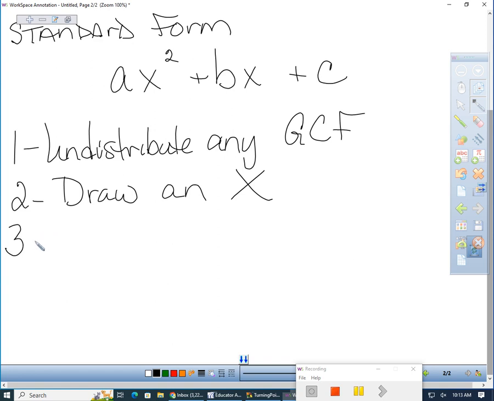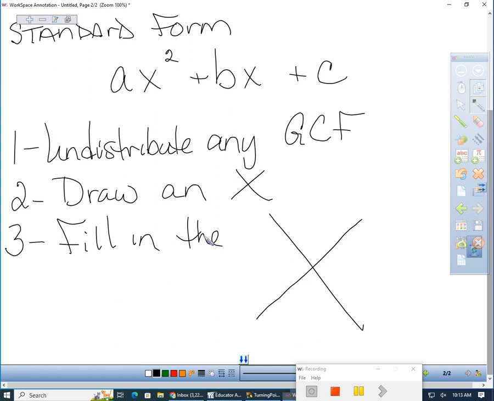Step number 3, we're going to fill in the X. This is how we fill it in. On the top, it is the last number times the first. So the very top is A times C. So those coefficients, the first one and the last one, we multiply together. The middle coefficient is what goes on the bottom. So B goes down here.